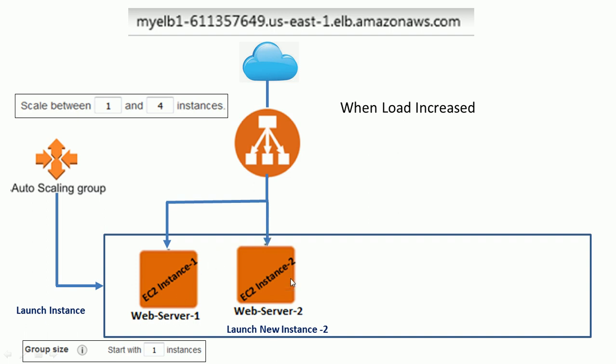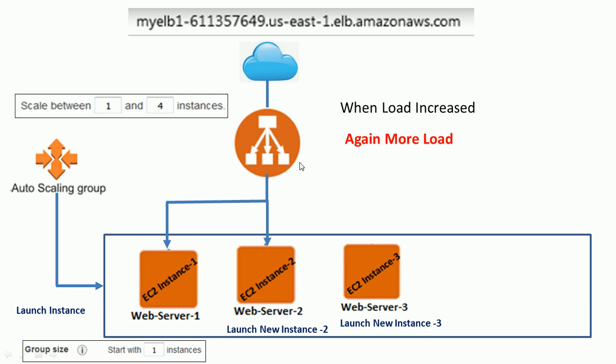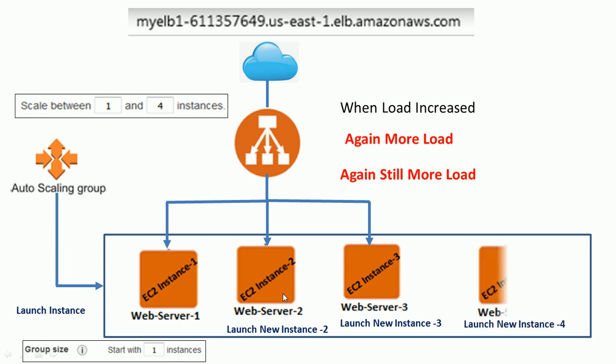Between these two instances, the load balancing is configured by the load balancer. Again, if there is still more load, the auto scaling group is going to launch one more instance. Now between these web services, the load is going to be distributed. Again, if there is still more load, it's going to launch the fourth instance, because I configured my scaling between 1 and 4 instances.